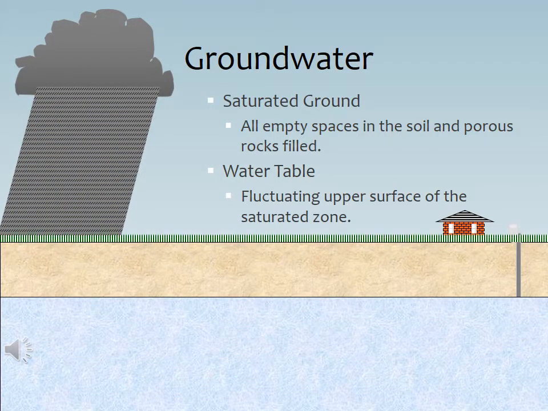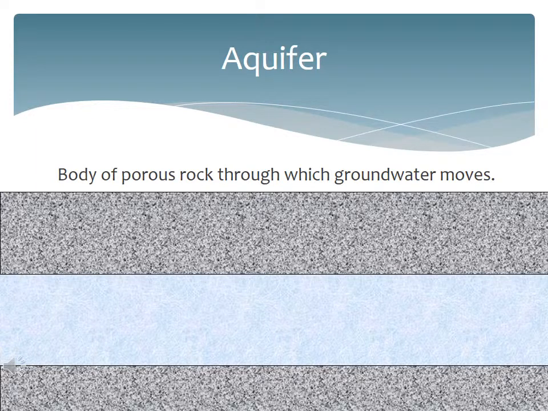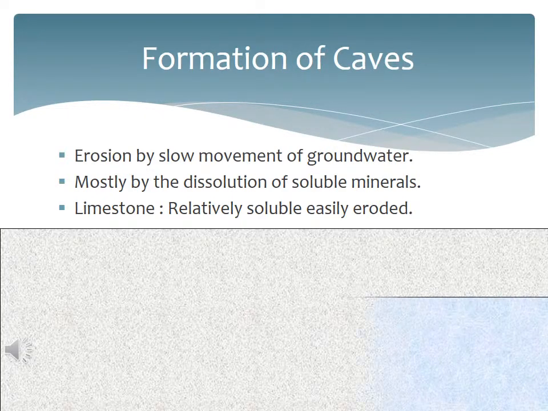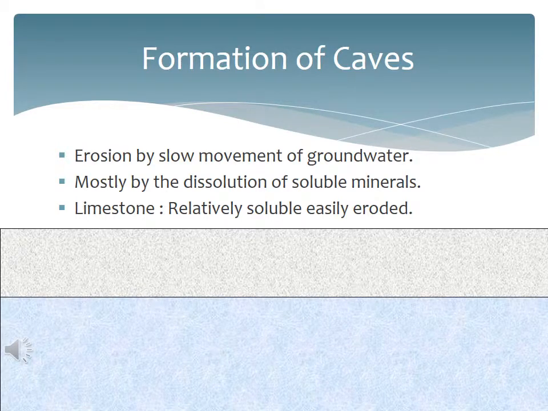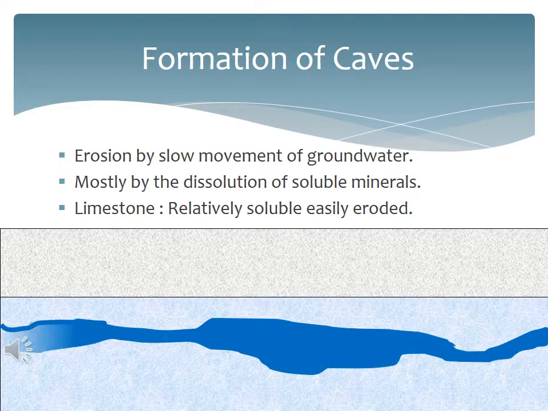The water table is simply the top of the saturated zone. The aquifer is a layer of porous rock that's saturated with water. Limestone is relatively soluble in water, and so over long periods of time, slow movement of water through the aquifer can erode the limestone to form caves.